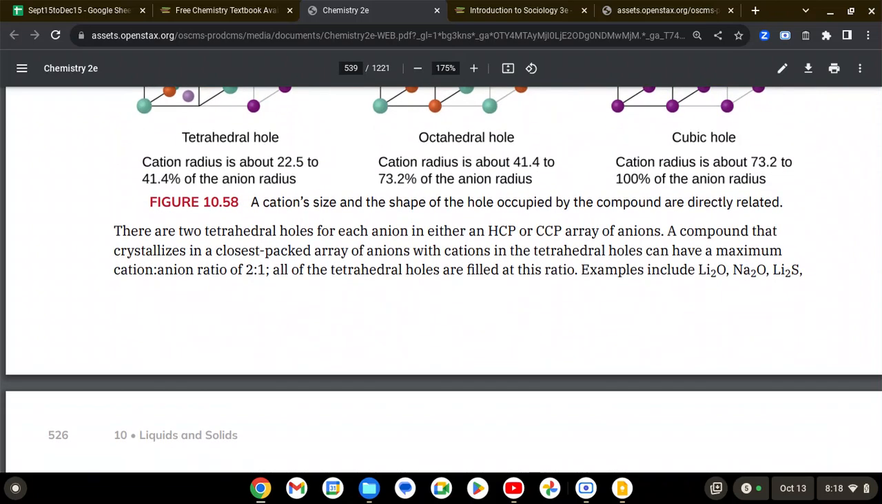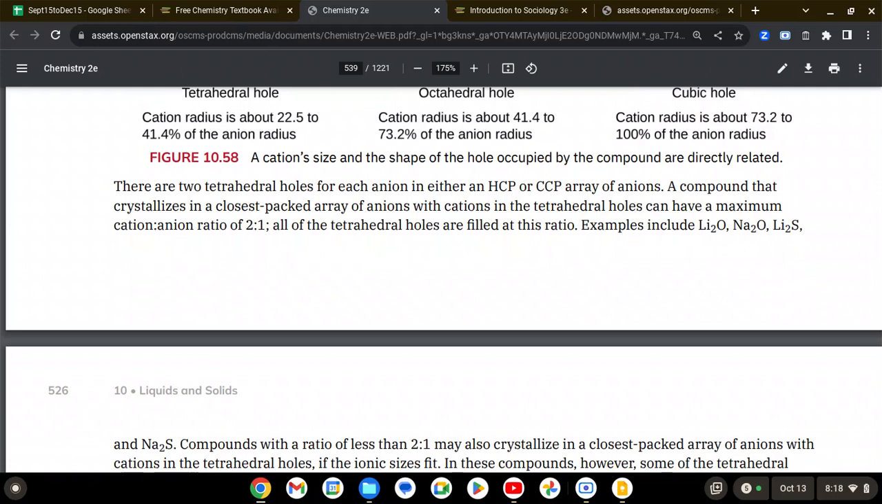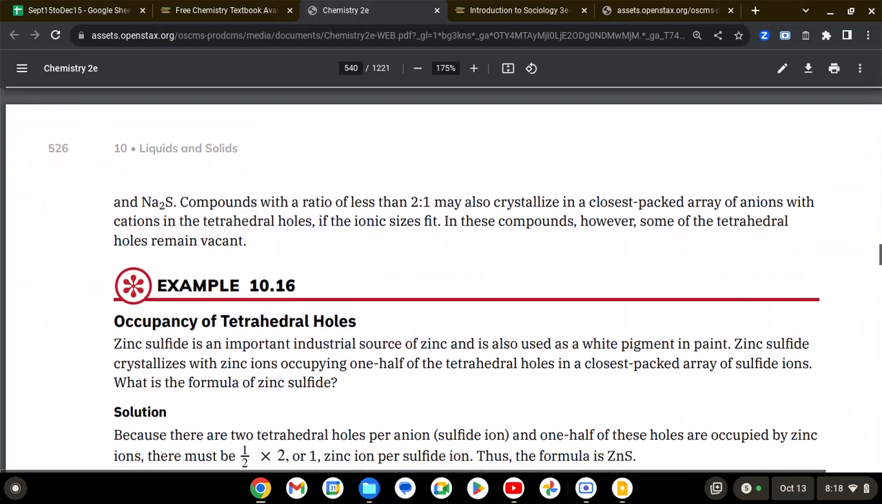There are two tetrahedral holes for each anion in either an HCP or CCP array of anions. A compound that crystallizes in a closest packed array of anions with cations in the tetrahedral holes can have a maximum cation-anion ratio of 2:1. All of the tetrahedral holes are filled at this ratio. Examples include lithium oxide, sodium oxide, lithium sulfide, and sodium sulfide.